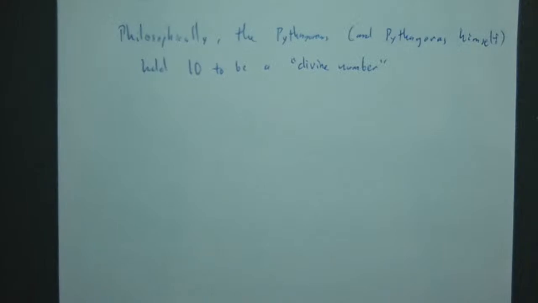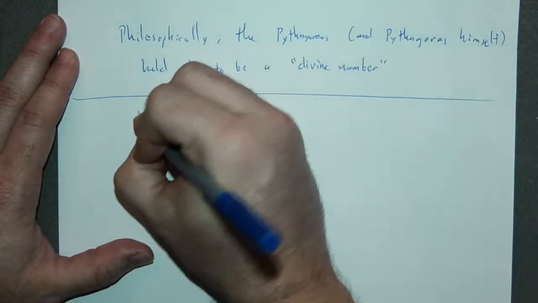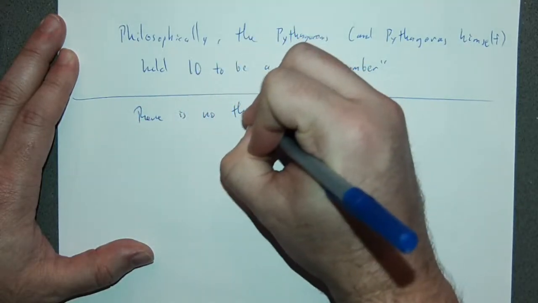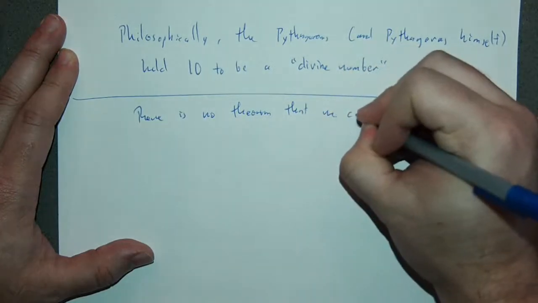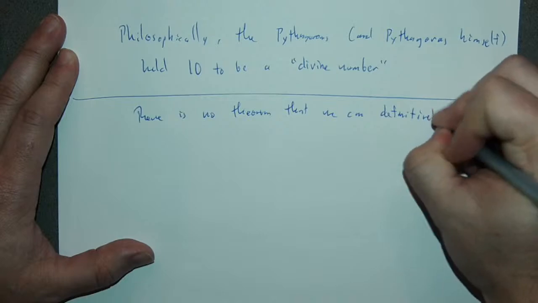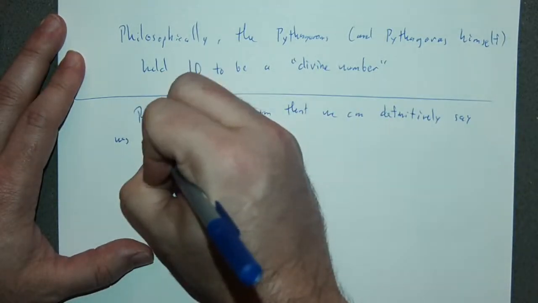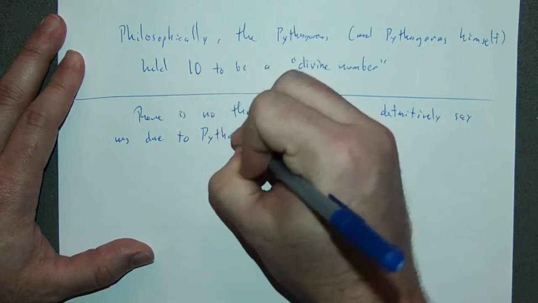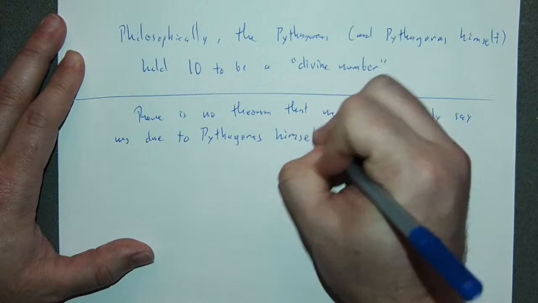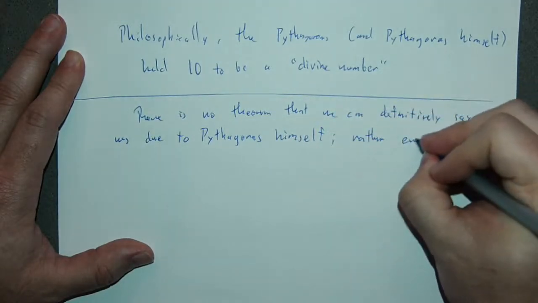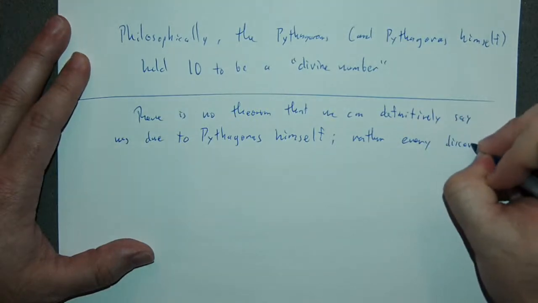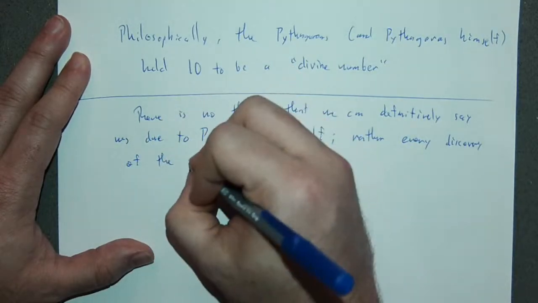Okay, so as your textbook states, while the Pythagoreans attributed basically every discovery to Pythagoras, there's not a single theorem due to them that we can safely say was actually due to Pythagoras. So there is no theorem that we can definitively say was due to Pythagoras himself. Rather, every discovery of the Pythagoreans was attributed to him.